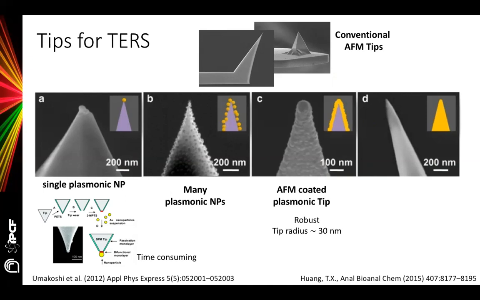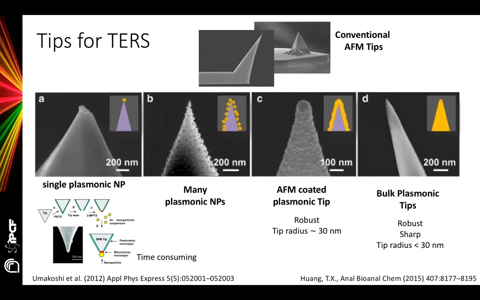Another TERS probe frequently used is represented by an AFM probe. So these are conventional AFM probes, and usually there is a thin film evaporation of a plasmonic material, in this case gold, and we will end up with tips that are completely coated by a metallic film. These probes are quite robust and can have a tip radius of about 30 nanometers.